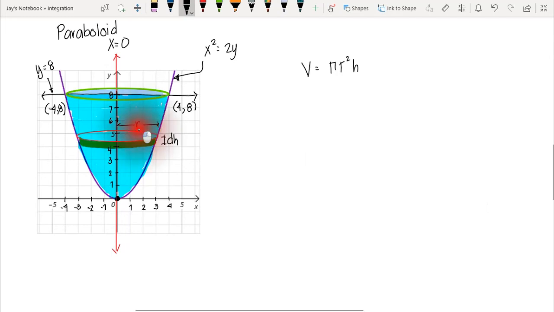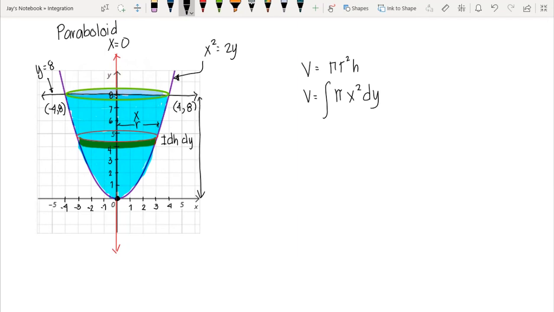Now we can change r and h here in terms of x and y respectively. Then we know that r here, this is x. Okay? And our derivative of height here could be expressed as dy, or the derivative of y. Then we have our volume is equal to pi, our r is x squared, our h is dy. Okay? Then we can now integrate. Now for our limit here, we know that our disc runs from the origin to y is equal to 8. So we have our limit, which is from 0 to 8.